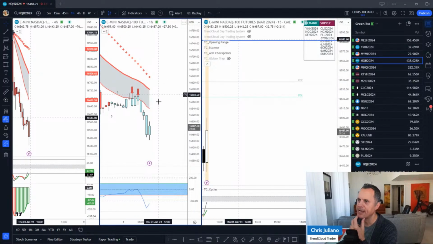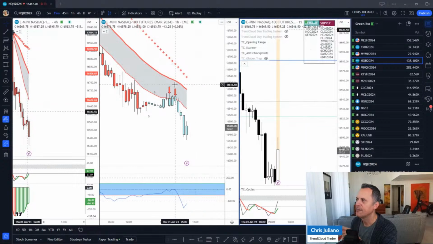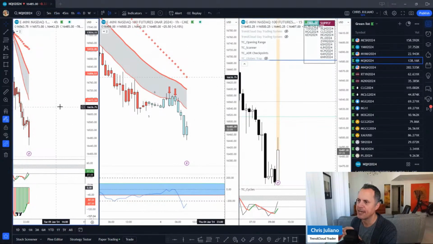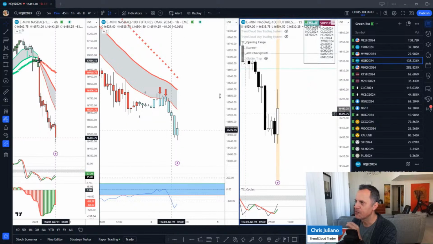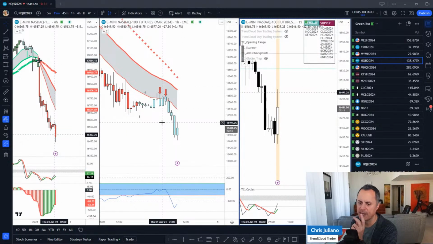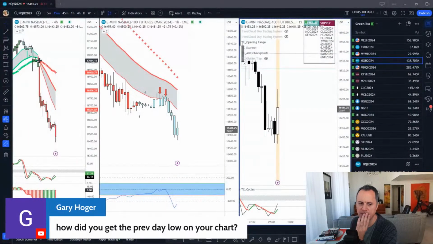Blue candles on that 1 hour chart, guys. So we are extended on that trend. We are extended on that. And if this is trying to break to the downside here, we're going to have to wait because we have mixed signals. How did you get to the previous day's low on your chart?